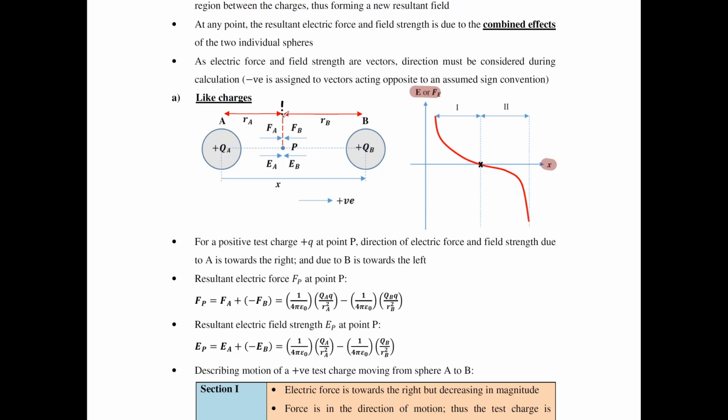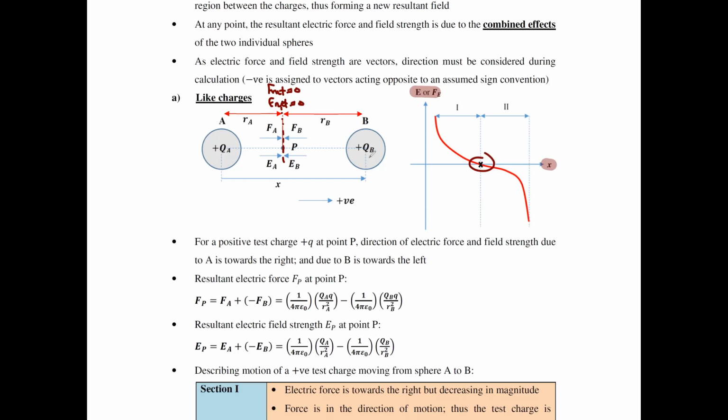Usually, if you look at this particular diagram again, because your FA and FB, EA and EB are acting in opposite directions, there will come a point where your F net is 0, your E net is 0, because they are both opposing each other. If you shift your point P towards the left a little or towards the right a little, you will come to a point where they're equal and opposite, so that the net force, net electric field strength is 0. That one is represented by this point here.